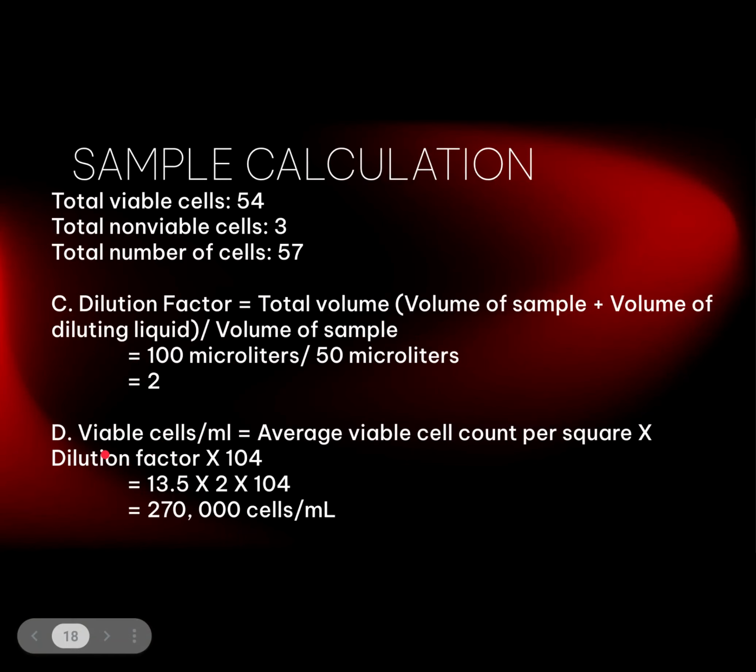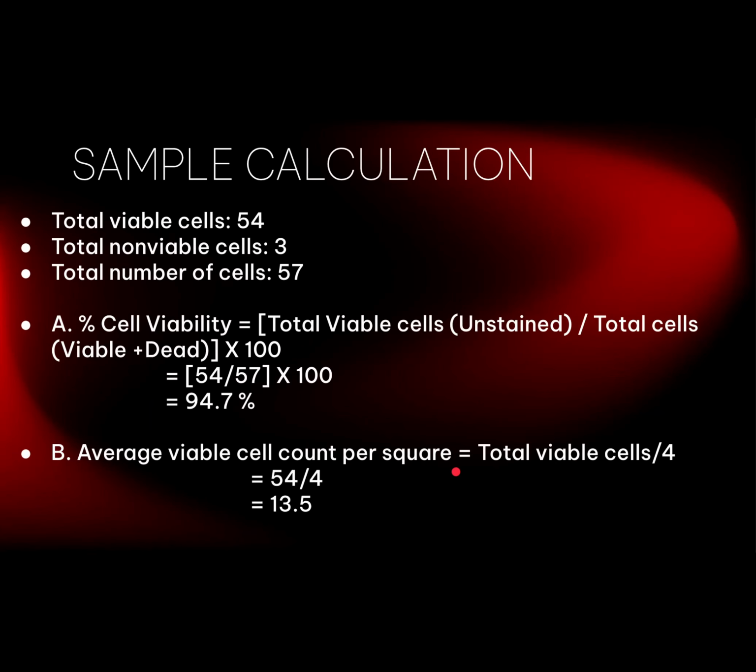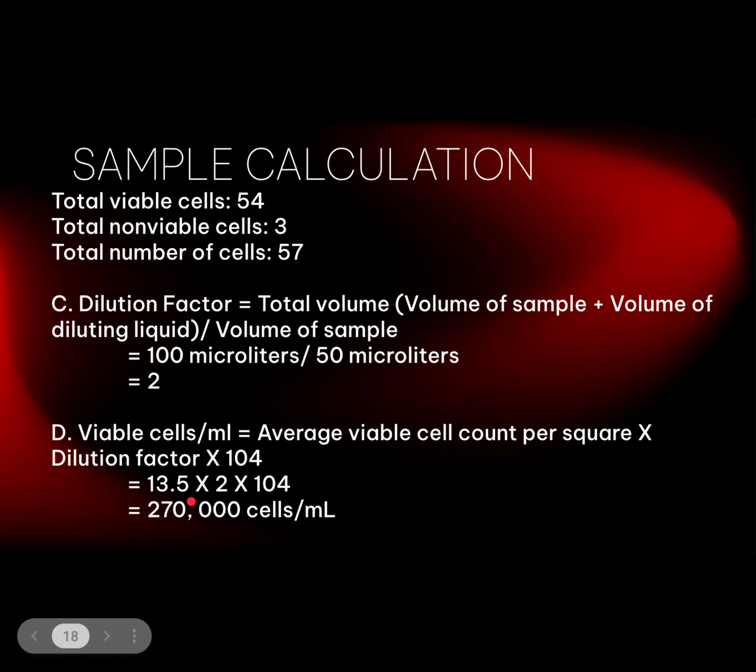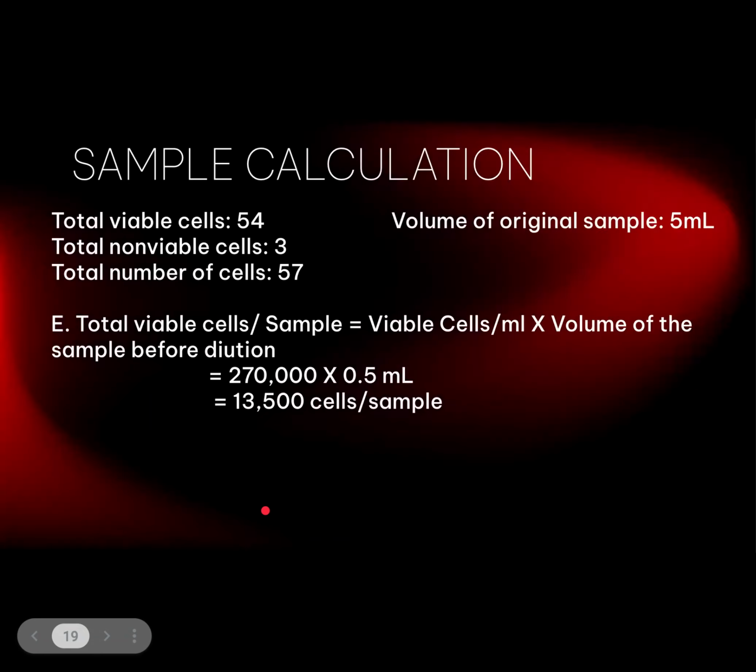Next, the viable cells per milliliter. The formula is the average viable cell count per square multiplied by the dilution factor, which we got earlier, times 10^4. So the average viable cell count per square, which we obtained earlier in letter B, is 13.5, multiplied by the dilution factor, and then multiplied by a constant, which is 10^4. Therefore, we get 270,000 cells per milliliter.